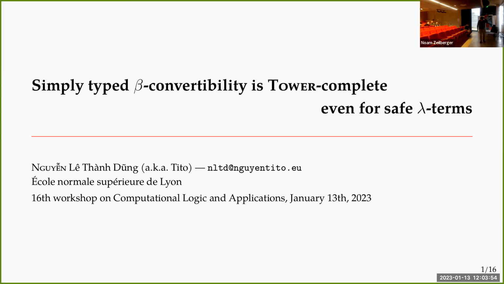Okay. So this talk is about simply typed beta convertibility. So the problem of checking whether two terms can be converted into one another by application of beta rules. For the simply typed beta, and for the safe fragment, something a bit obscure, I'll explain what it is. And gaming all this is still complete. So I'll define all those terms very soon.